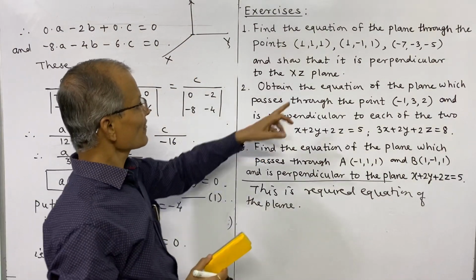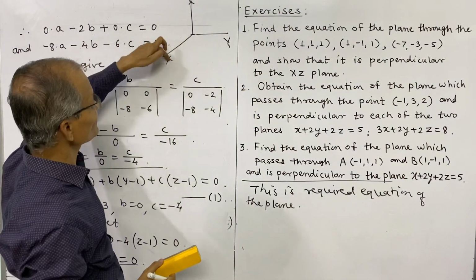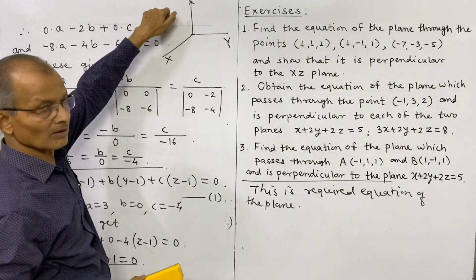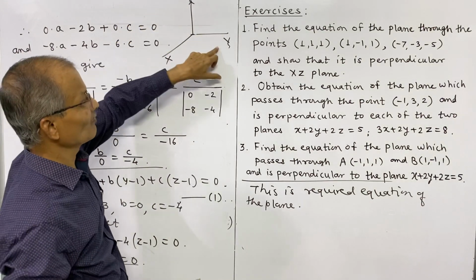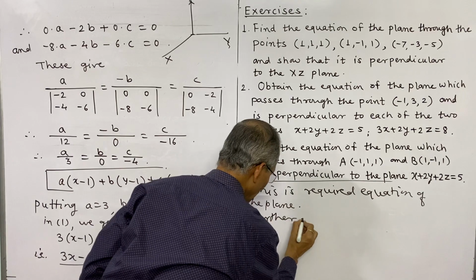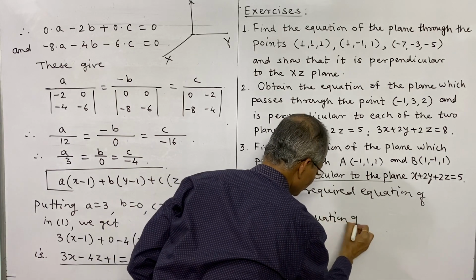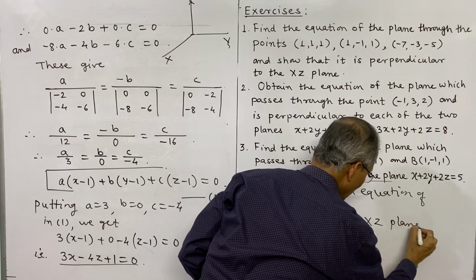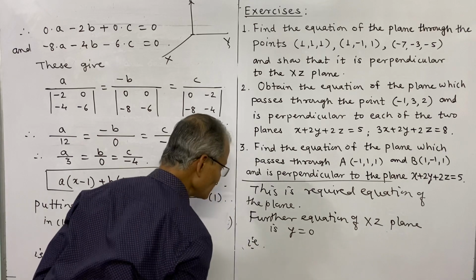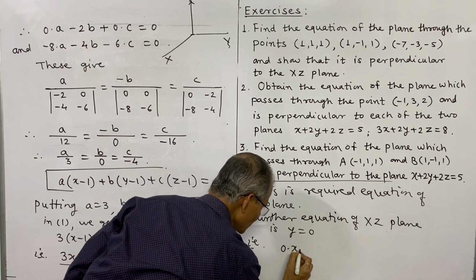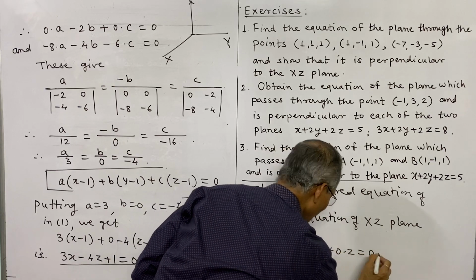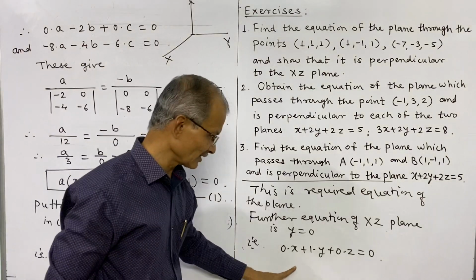So therefore, in the xz plane, the y coordinate will be 0. This is the xz plane, this wall you may imagine, and then y is 0. So the equation of the xz plane is y is equal to 0, or that equation can be written as 0 into x plus 1 into y plus 0 into z is equal to 0. In the general form we have written this equation.